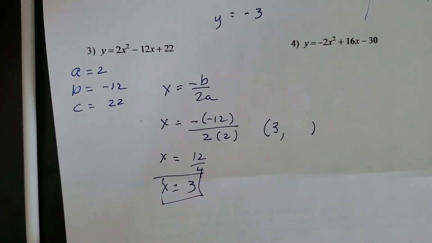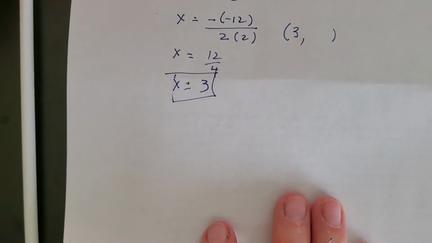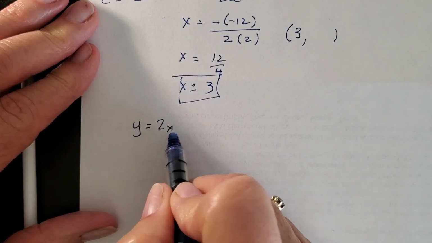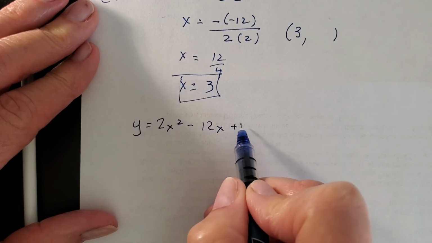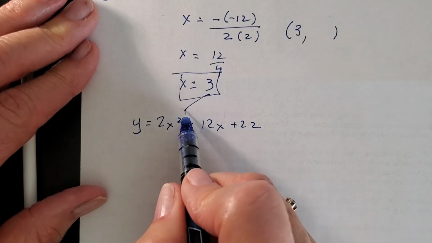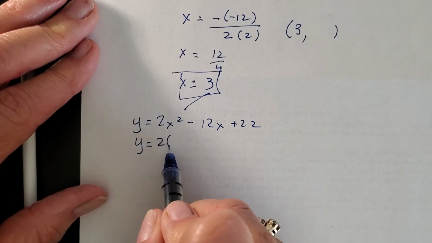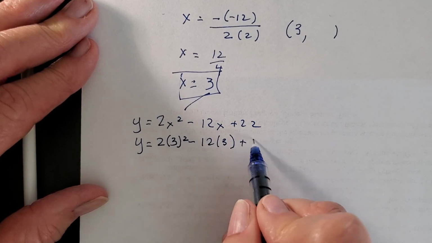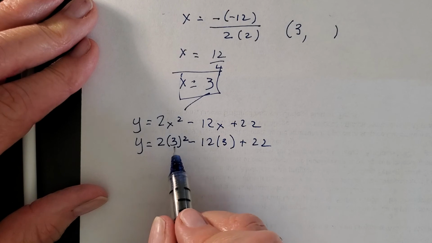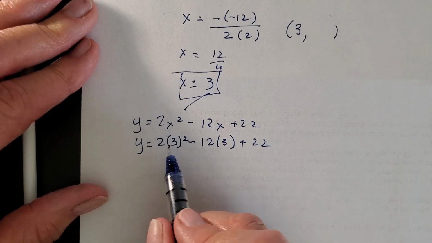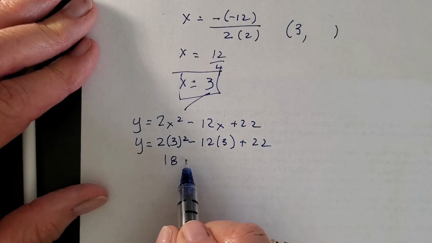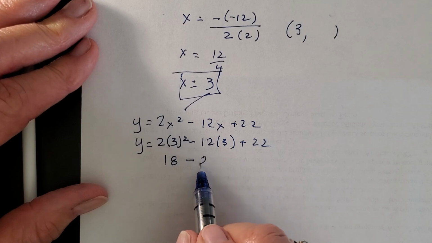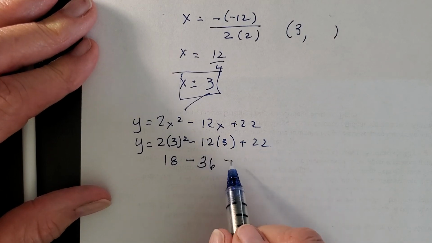Okay. And then we're going to substitute, sorry for the wiggle there. Write our equation. Y is equal to 2x squared minus 12x plus 22. And wherever there's an x, we're going to put a 3. So y equals 2 times 3 squared minus 12 times 3 plus 22. Order of operations, powers first, so 3 squared is 9, and 2 times 9 is 18. 12 times 3, bring down the negative, or -12 times 3, -36. Bring down the 22.